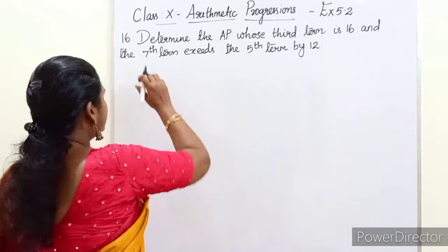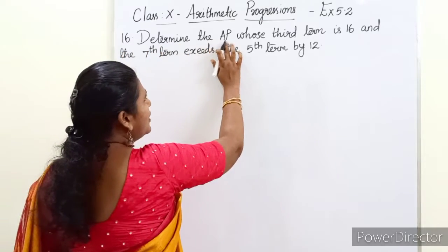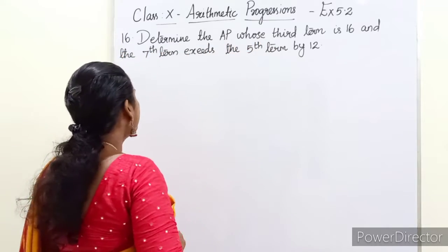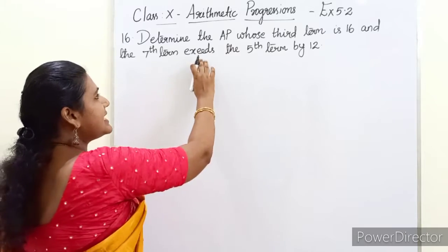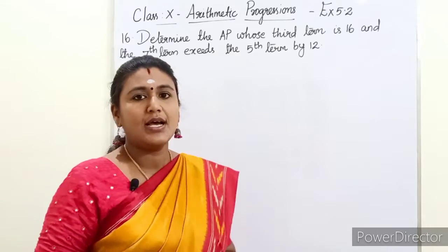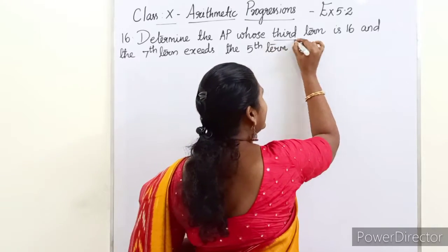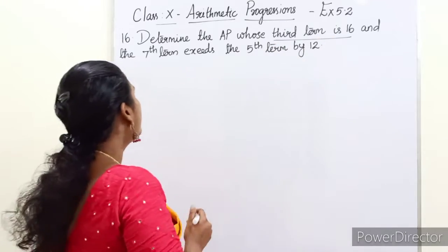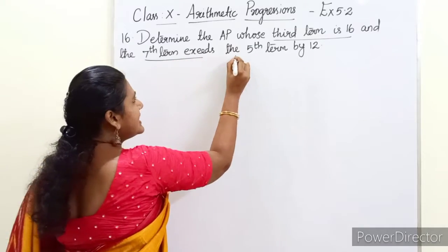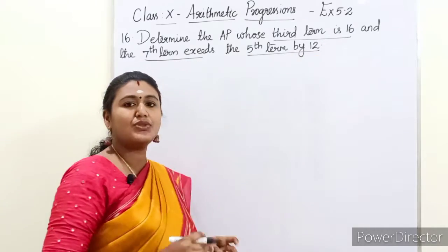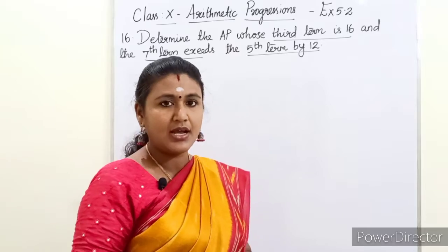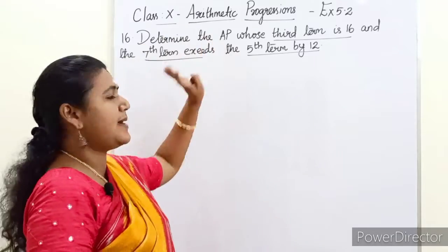Question number 16: determine the AP whose third term is 16 and the seventh term exceeds the fifth term by 12. So in this question we have two conditions: the third term is 16, and the seventh term exceeds the fifth term by 12. We have to determine the AP.